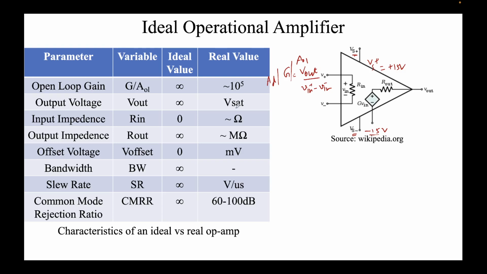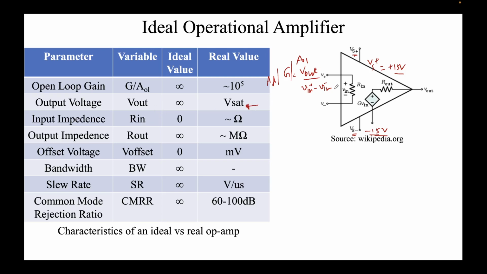This is not realistic. We do get a maximum of VSAT. Now this is important. You cannot go above VSAT. So whatever the output voltage is, it will saturate. Let's say if VSAT is plus 15, it will saturate at plus 15 or minus 15. It cannot go beyond that. This is very important. We'll see in some problems how it's used, right?